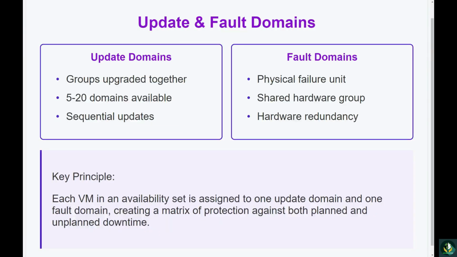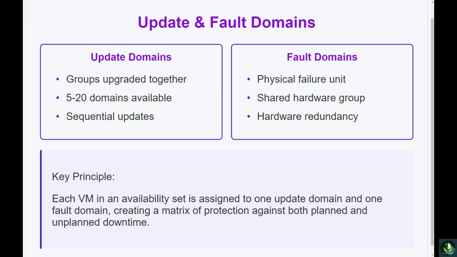Let's explore two fundamental concepts in Azure Virtual Machine Availability Sets: update domains and fault domains. These components work together to create a comprehensive high-availability strategy for your cloud infrastructure. Update domains are Azure's way of managing planned maintenance and updates across your virtual machine fleet. Think of update domains as groups of virtual machines that undergo maintenance together.